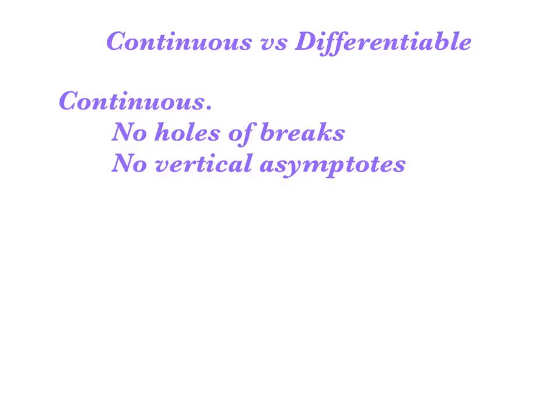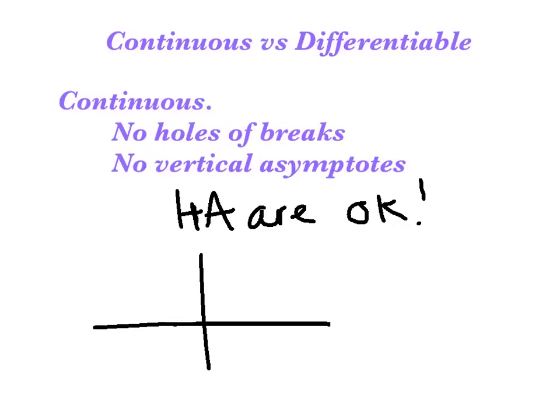So the two things that pop in my head when I hear continuous is that I think a function has no holes or breaks and no vertical asymptotes. Now it can, however, have a horizontal. Alright, so let's just be clear. Horizontal asymptotes are okay. So let me give you a quick sketch.